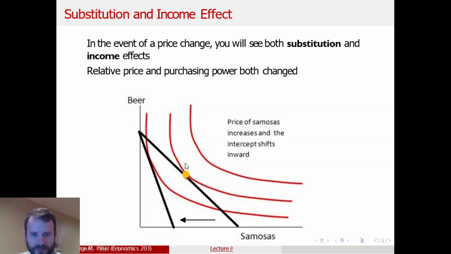Okay. So let's say the price of samosas increases. What happens to the budget constraint? Okay, so let's say the budget constraint looked like this.